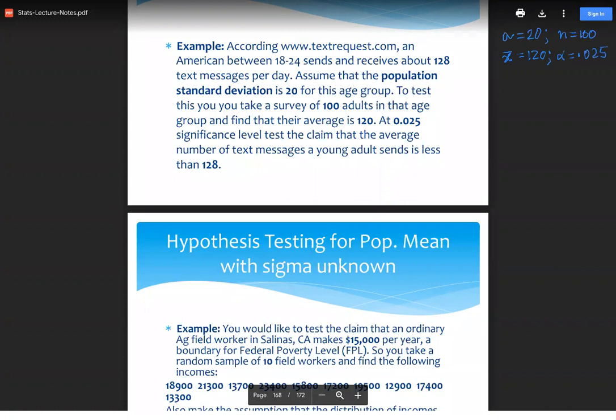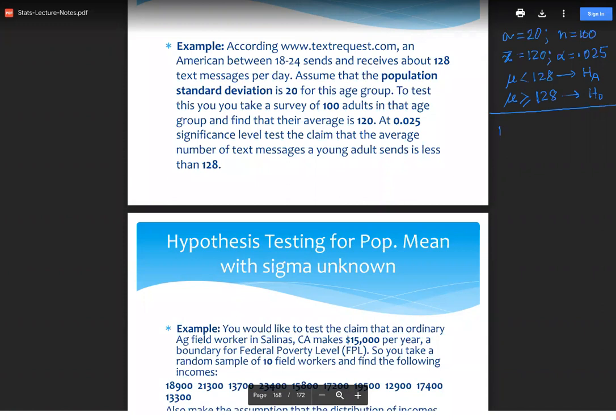At that significance level, test the claim that the average number of text messages young adults send is less than 128. So you want to check whether mu is less than 128. And this does not have equality. So remember, this is going to be the alternative, and the complement of this is mu greater than or equal to 128. That is going to be your null hypothesis. We have all the information that we need in order to do this.